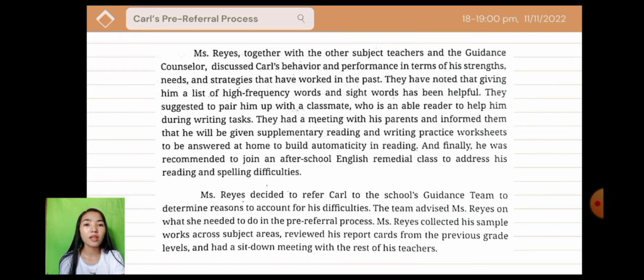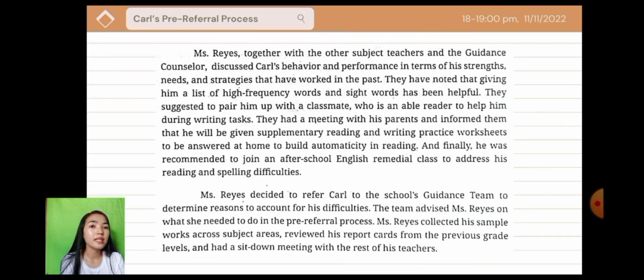So what Ms. Reyes did, together with the other subject teachers and the guidance counselor, they discussed Carl's behavior and performance in terms of his strength, needs, and strategies that have worked in the past. So, pinag-usapan nila. They have noted that giving him a list of high-frequency words and sight words has been helpful. So they suggested to pair him up with a classmate who is an able reader to help him during writing task. They had a meeting with his parents and informed them that he will be given supplementary reading and writing practice worksheets to be answered at home to build automaticity in reading.